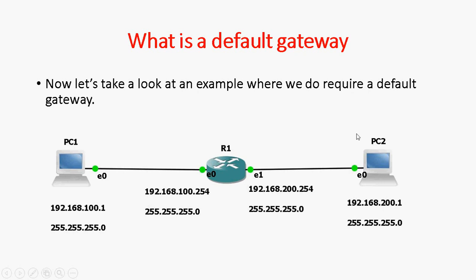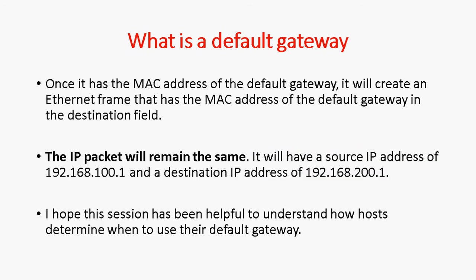Now PC2 will reply to the router and the router to PC1. Likewise, PC1 and PC2 will communicate. So the overview of this video is what the default gateway means. If PC1 tries to communicate with PC2 and both of them are in the same network, it won't use the default gateway. If PC1 and PC2 are in different networks, then PC1 uses the default gateway to reach PC2.